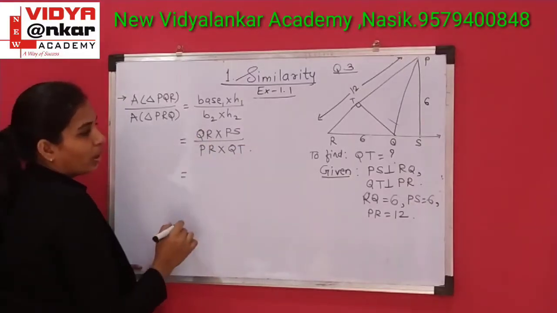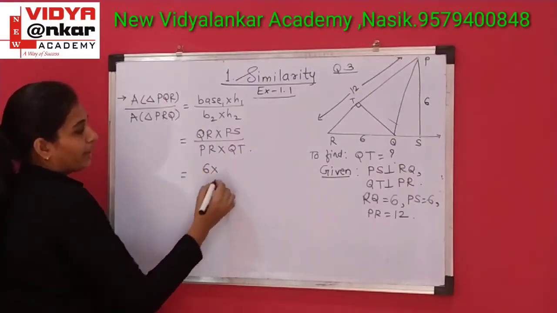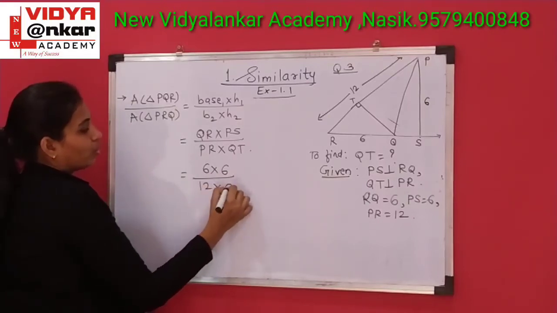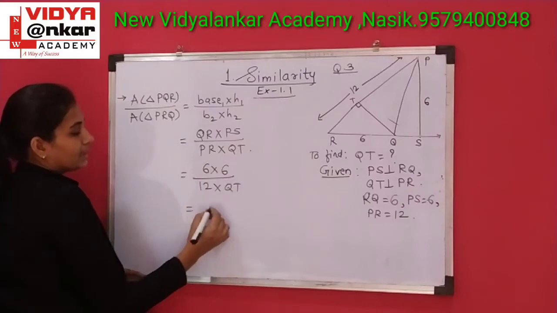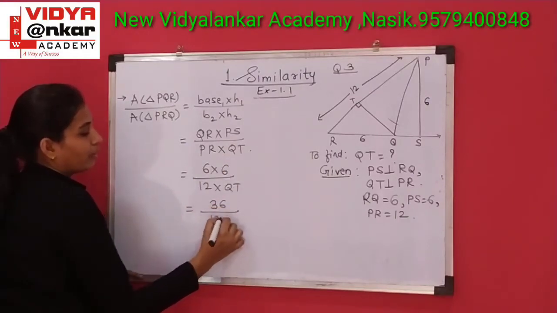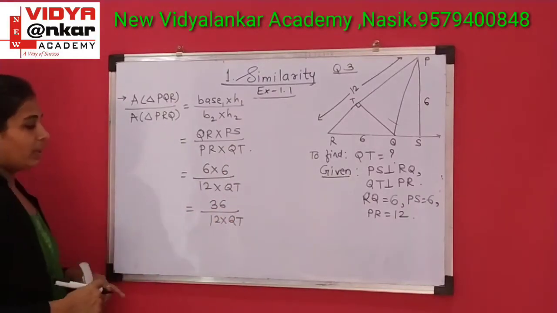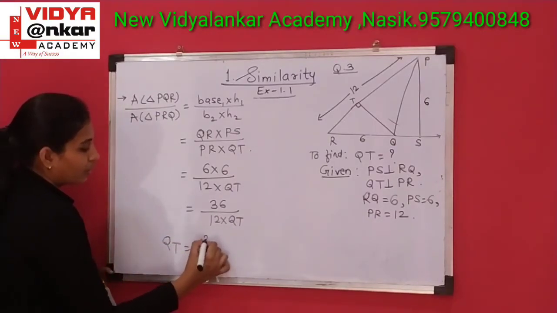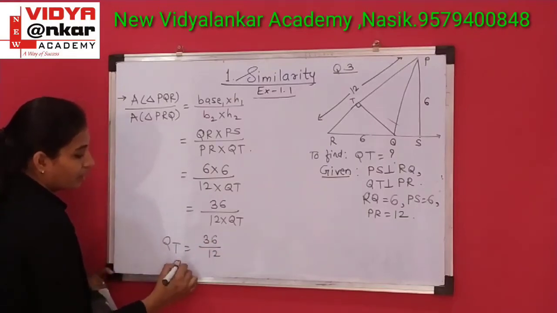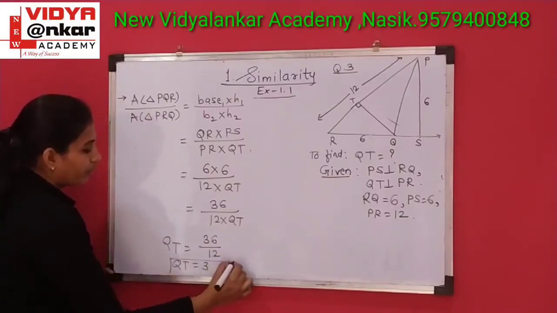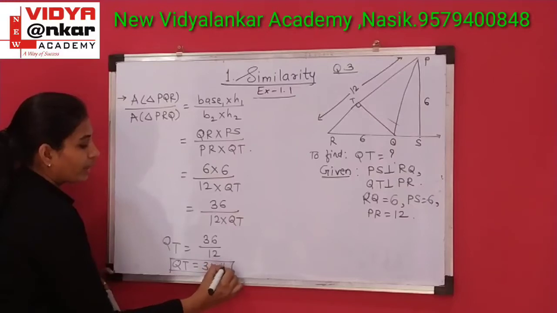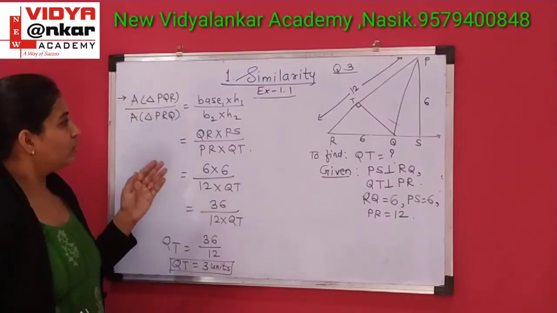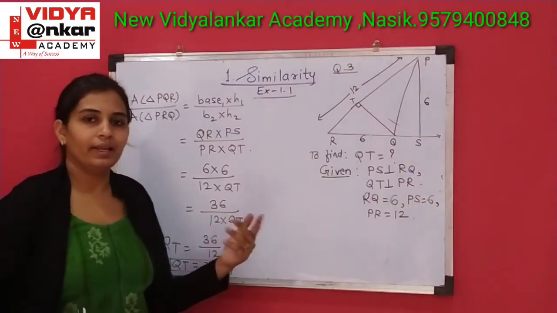Now QR is 6, PS is 6, PR is 12 into QT. 6 sixes are 36 upon 12 into QT. Now QT is divided here. If we multiply, QT is equal to 36 upon 12. QT will be equal to 3. And as we don't have a unit, we can write it as units. Means we got the length of QT, that is 3 units.